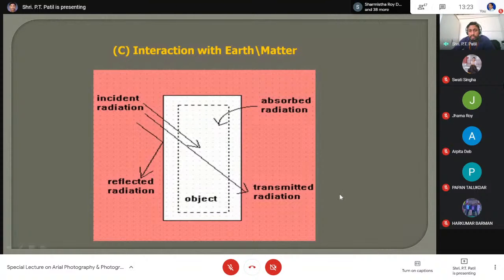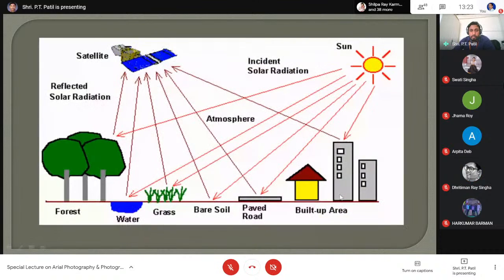When we look at the reflection of energy from objects, different objects on the earth surface have different absorption and reflection capabilities. On the basis of that, we try to understand what kind of object we are going to capture on the aerial photograph. So we have to know the absorption capacities of every object on the earth surface.